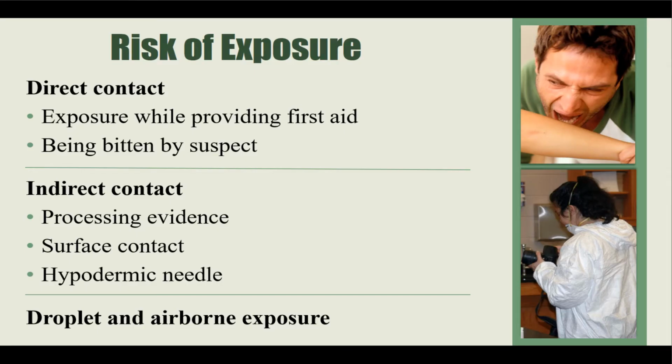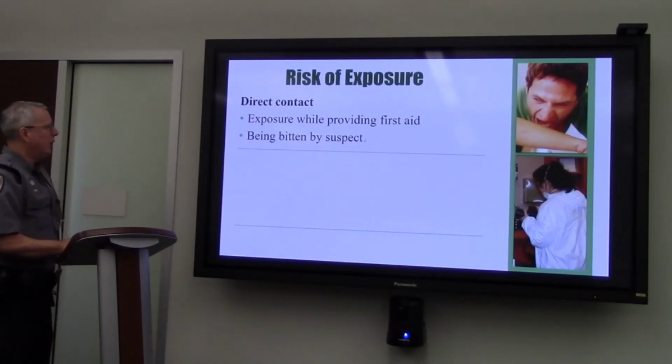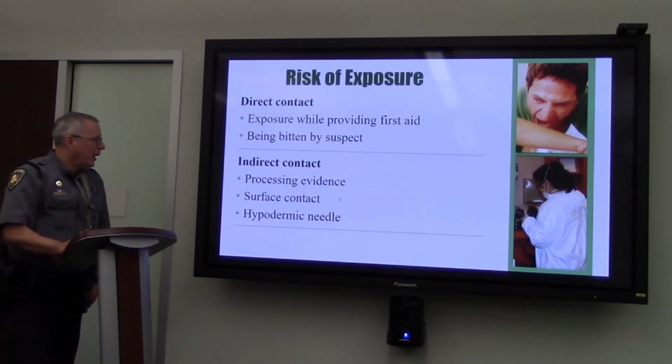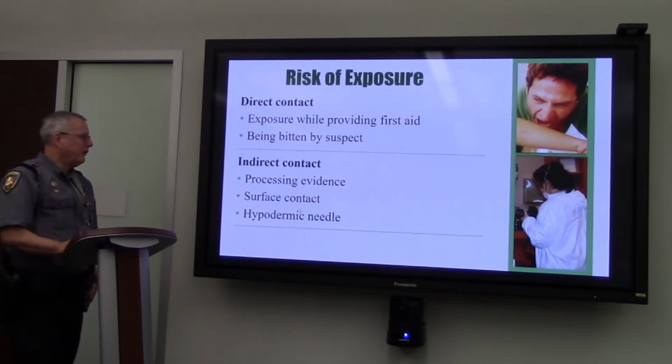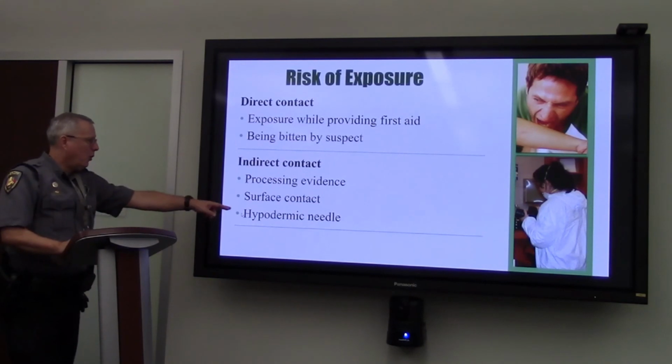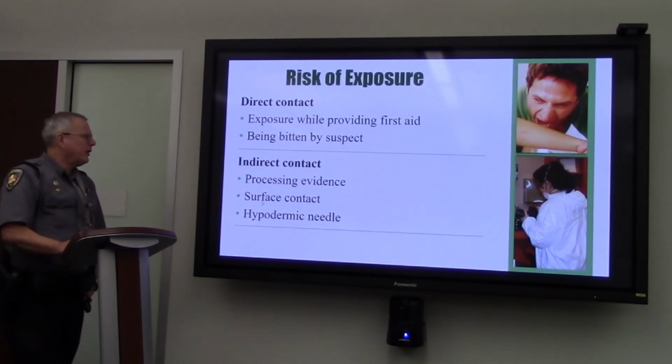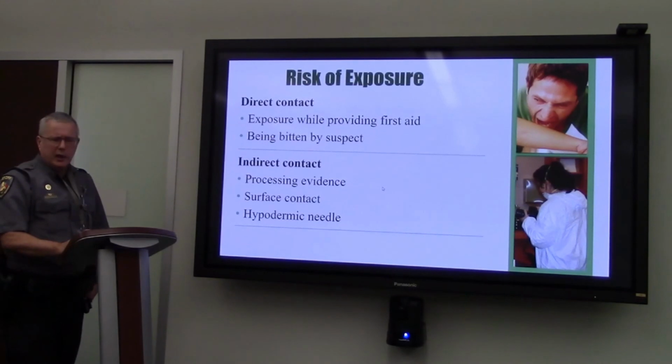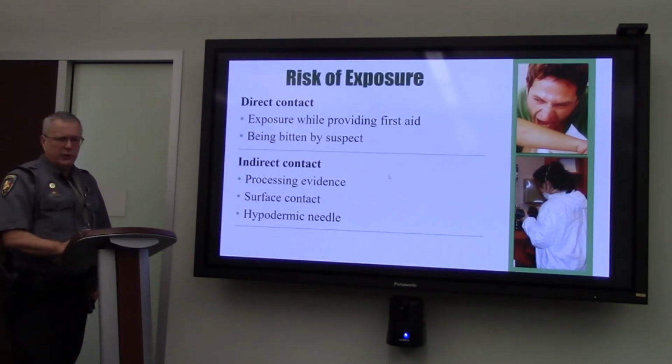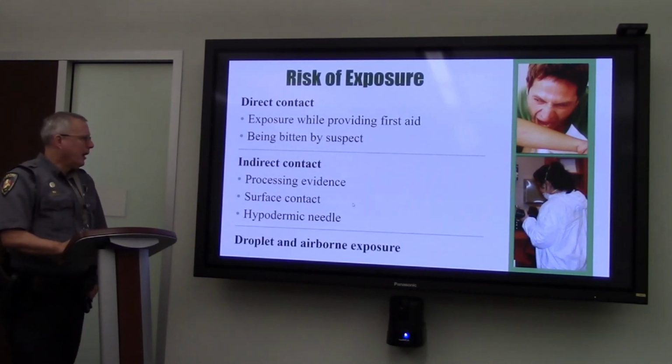Okay, moving right along, modes of transmission. What are the risks of exposures? So you can get direct contact from exposure while you're providing first aid, being bitten by a suspect. That's also another example of a direct contact. Indirect contact, processing evidence, any kind of surface contact, or needle sticks. A lot of people are surprised that a needle stick is an indirect contact, but again, since you have that intermediary surface, the needle, that makes it an indirect contact exposure. And then, of course, you get droplet and airborne exposures just by being there with the person.